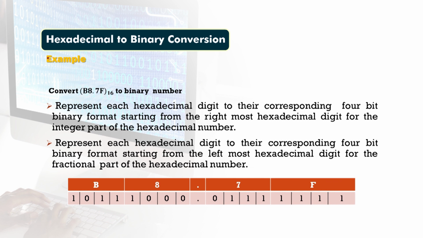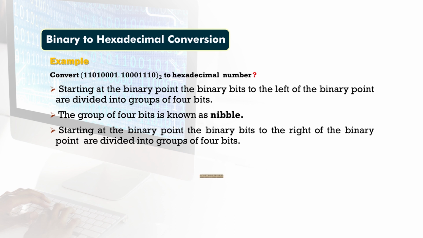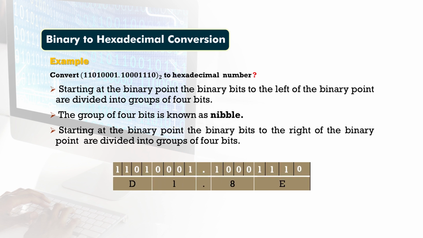Now, what we will do? We have converted hexadecimal to binary. Now, we will look at binary to hexadecimal conversion. So, we have an example over here. Convert 1100000110001110 to the hexadecimal number.